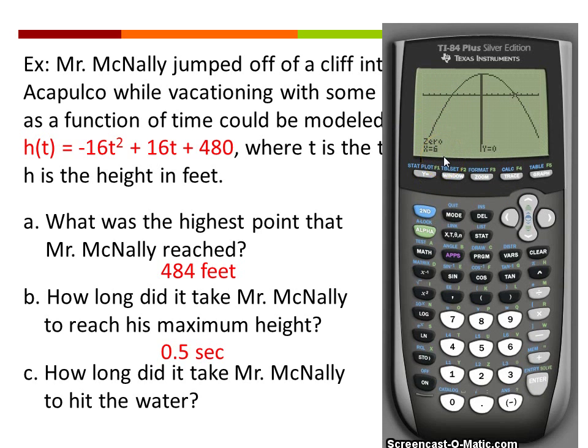Why do we want a 0? Well, we want when our height is 0. So therefore, our answer, if you notice, our x-coordinate would be 6 seconds. So 6 seconds in the air on this fantastic jump.